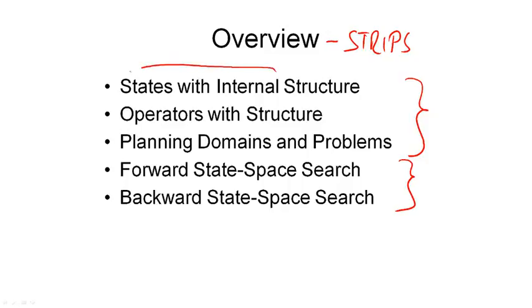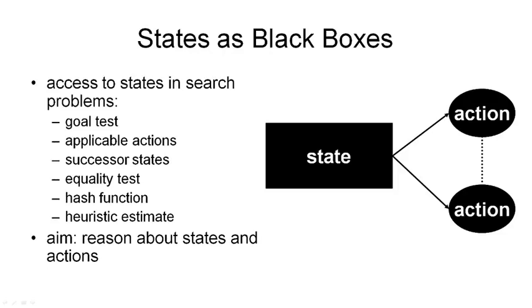The first thing we will look at now is how states were represented in the STRIPS representation. The way we have looked at search so far is we have treated states as black boxes. That is, we have very limited access to the internal structure of a state or an action. Of course, there are some things we can do with states. For example, we can see whether it is a goal state or not, and this is necessary to terminate the search. We can also find out what the applicable actions are, and this is related to the successor states.